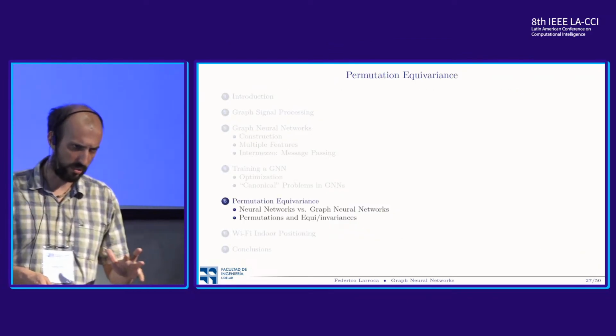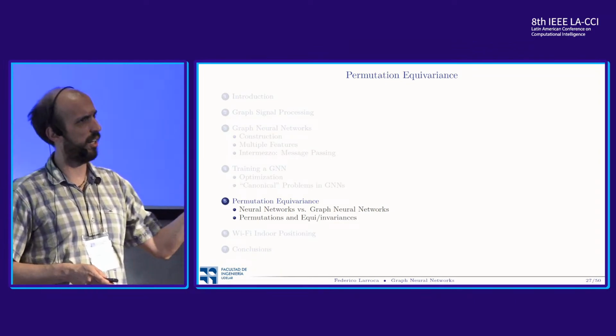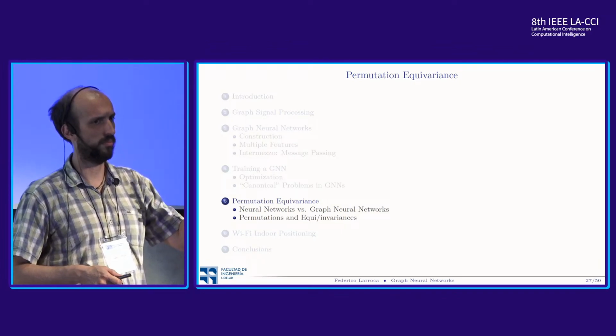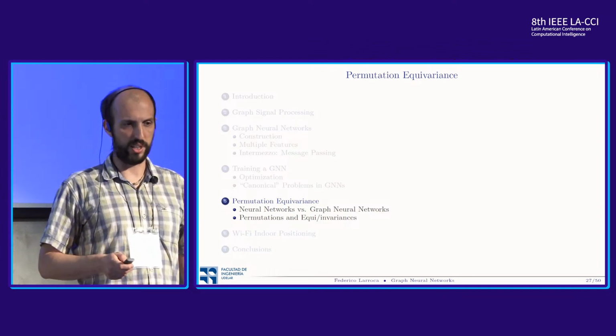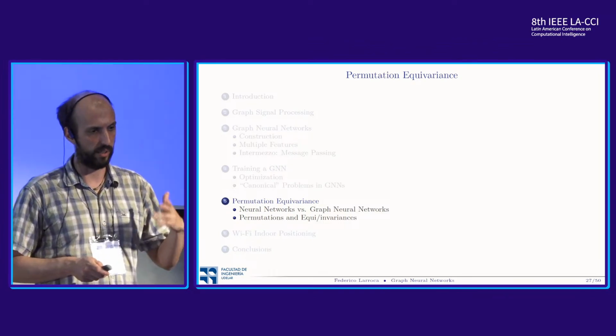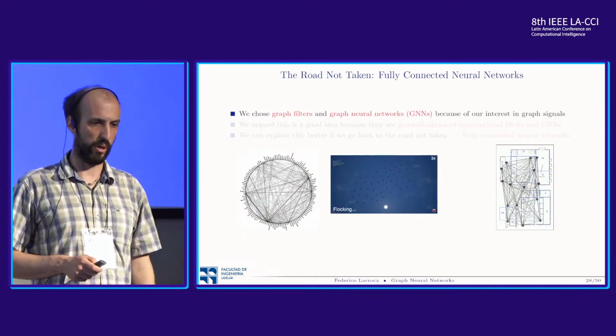So I'm going somewhat behind. I'm going to talk about this very quickly. Are there any questions? No? So let's talk about permutation equivariance, and I think that with that, permutation invariant and equivariant will be clearer.